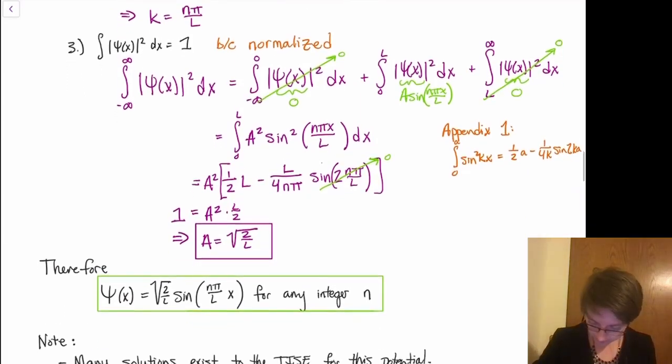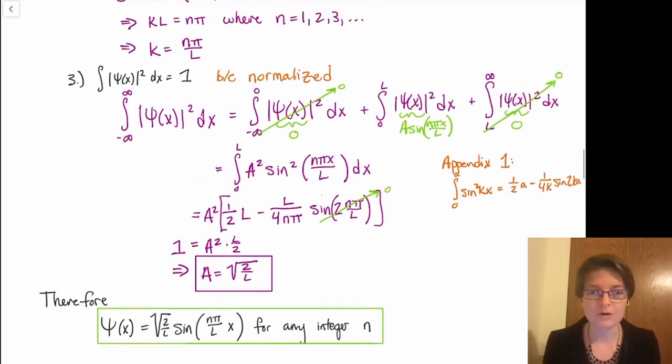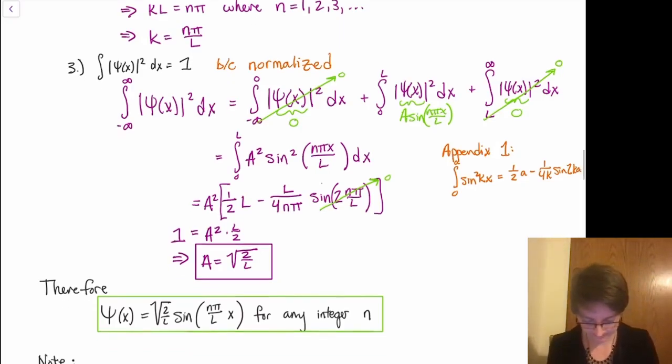And so after all of this work, now we have a solution, or really a set of solutions, that are wave functions that obey the time-independent Schrodinger equation. And they all take the form of square root of 2 over L times sine of n pi over L. And that can be true for any positive integer n.